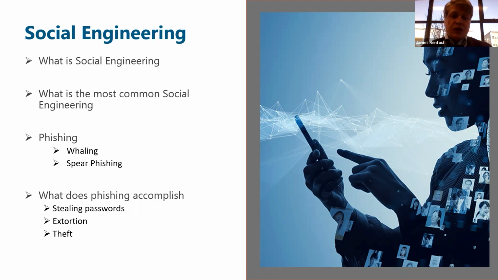So what are the two types? Well, the two main types are whaling and spear phishing. Whaling, obviously a big fish, a mammal, but let's call it a big fish. That can be where we're going after the whole company. So someone is mass sending out an email to everyone in your company asking for the same sort of thing. Spear phishing is targeted. We're going after one fish.